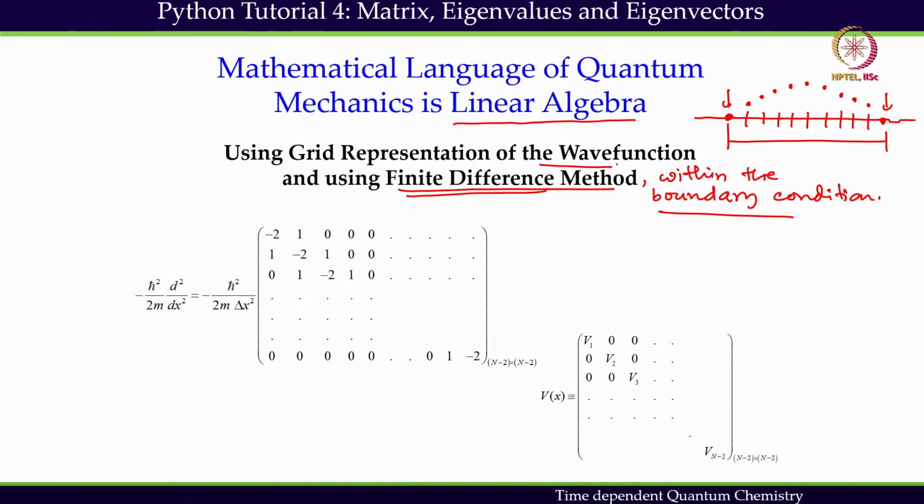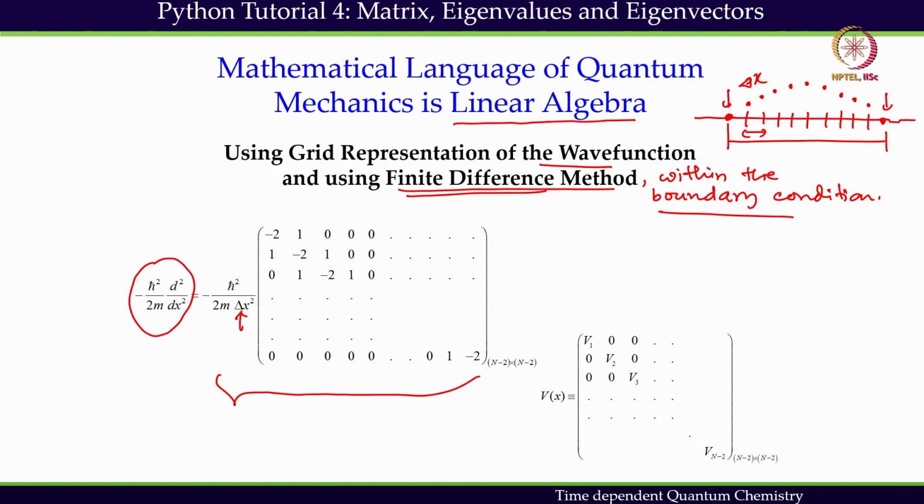Then what we get is the kinetic energy operator, the kinetic energy part of the Hamiltonian. That kinetic energy part of the Hamiltonian can be expressed in a matrix form like this. This is a tridiagonal matrix, that we have already seen. And this delta x is the difference between adjacent grid points, and h cut over m comes directly from the definition of the kinetic energy operator.